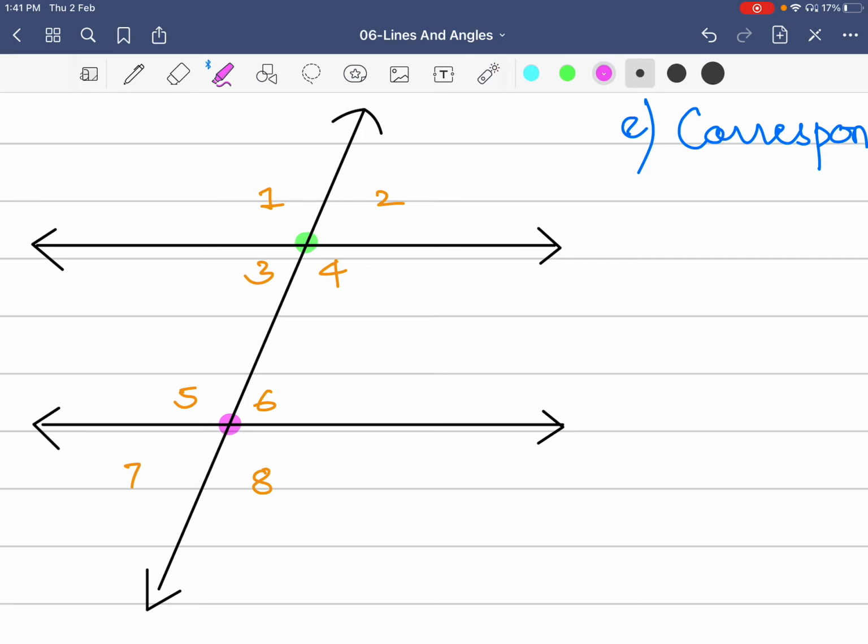This person is going to see angle 1, and this person is going to see angle 5. So angle 1 and angle 5 are called corresponding angles. Why? Because at this position and even at this position, both of them have the same position with respect to these intersections. So first of all, let's make a note of that: angle 1, angle 5. Let's remove this highlighted thing.